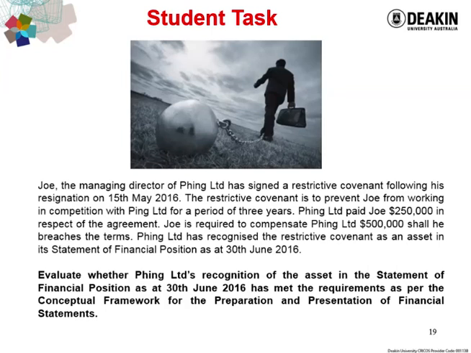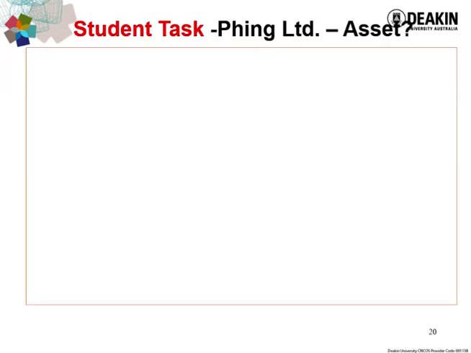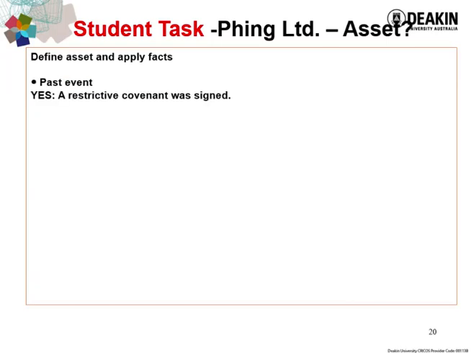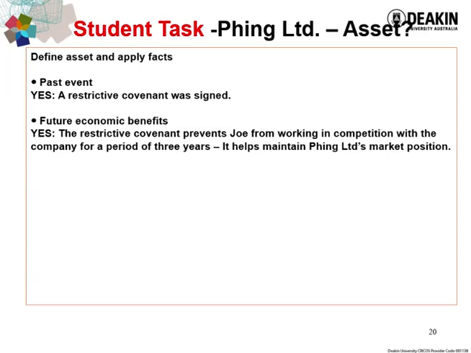So let's assume that you have attempted this question. First of all, we have to look at the asset definition test. Is there any past event or past transaction? Yes, a restrictive covenant was signed. Next, are there any future economic benefits? Yes, because under the agreement, Joe cannot work in competition with the company for 3 years. This, to a certain extent, maintains the company's market position in the form of less competition. So when there is less competition, presumably you will have more future economic benefits.